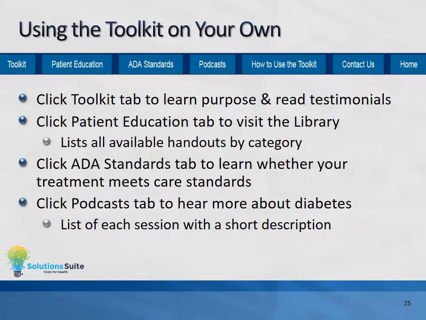If you're using the toolkit on your own, we recommend starting by working your way through each of the toolkit's tabs to get a general idea of its content. First, click on the tab labeled Toolkit to read about its purpose and what people are saying about it. Next, click on the Patient Education tab to go to the Diabetes Library and see the titles of the handouts that are available. You don't need to read the handouts at this point. Then, click on the ADA Standards tab and read the first column of each standard to learn what it is and why it's important. Finally, click on the Podcast tab and read each title and short description to see if any are of interest.